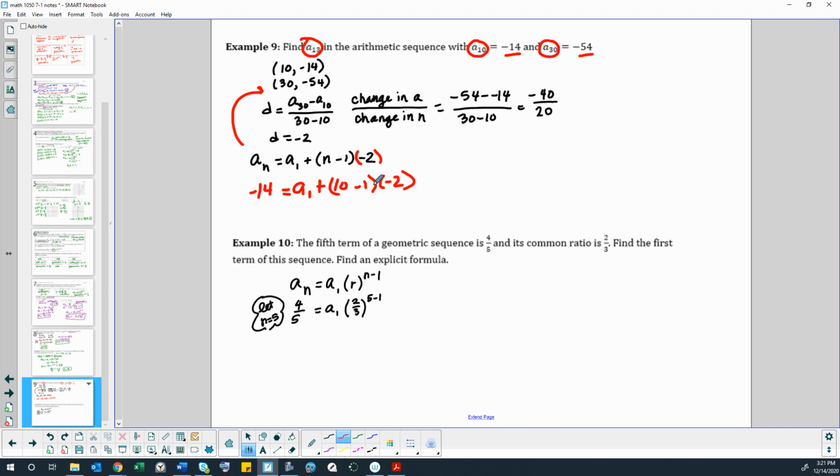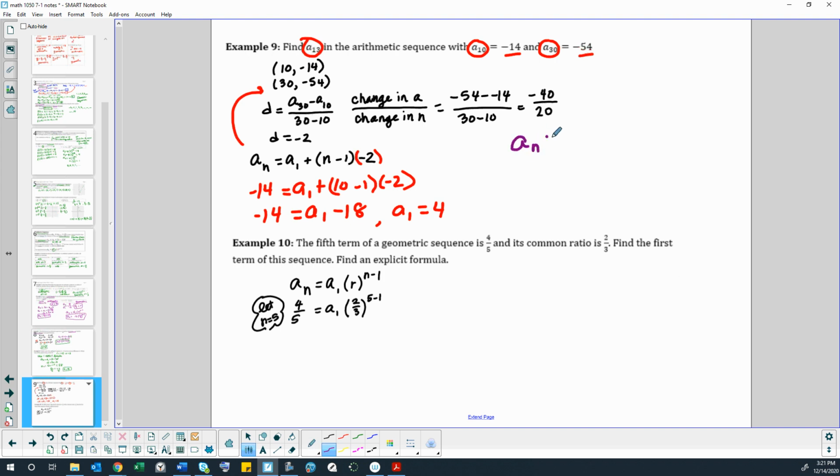Right? So we have 10 minus 1 is 9, and 9 times negative 2 is negative 18. So I have negative 14 equals a sub 1 plus negative 18 from this part here. So if I add the 18 to both sides, I will get a sub 1 equals 18 plus negative 14 is 4. So a sub 1 is 4. Okay, how does this help us? Well, now we have a formula.